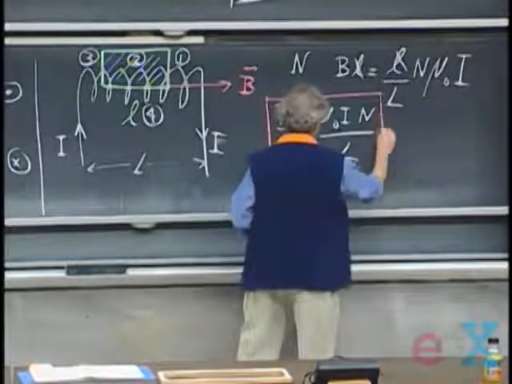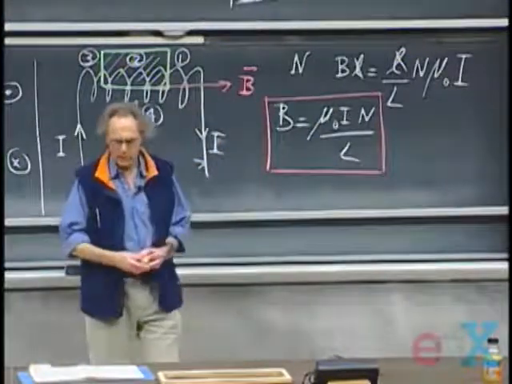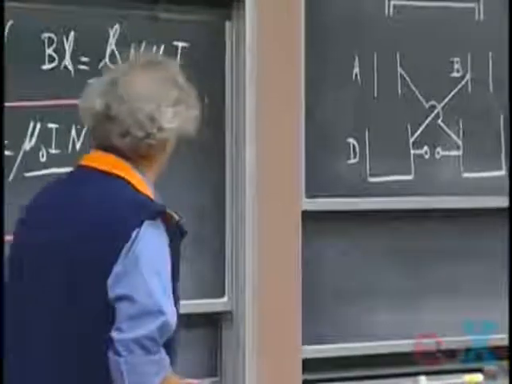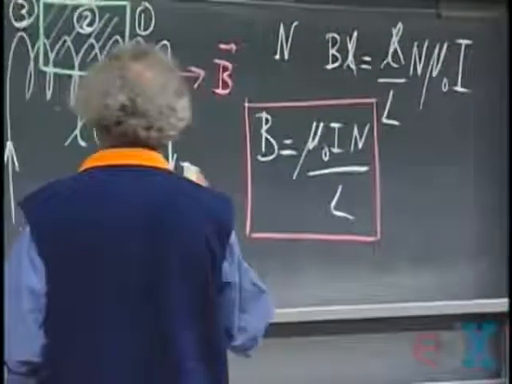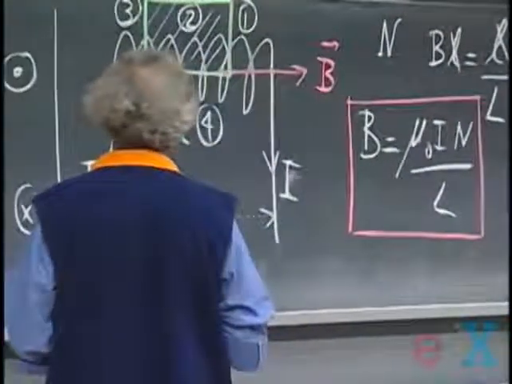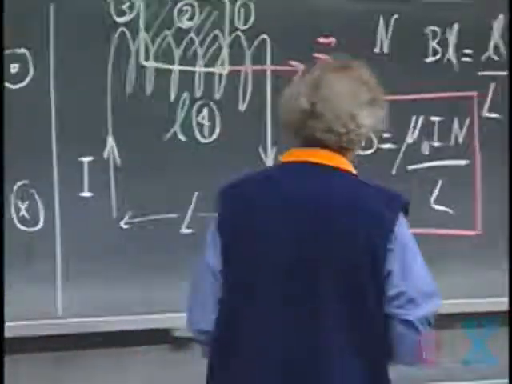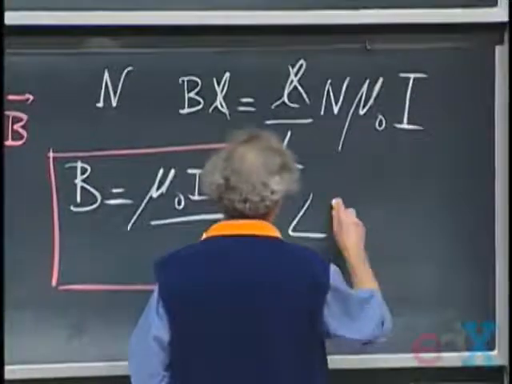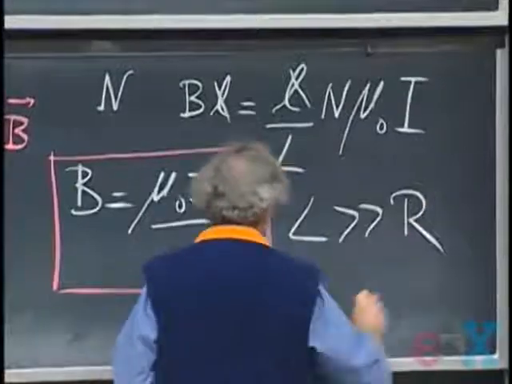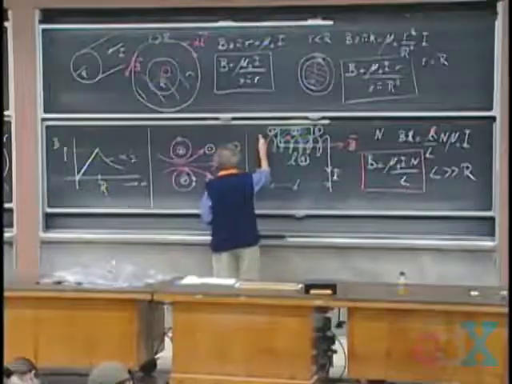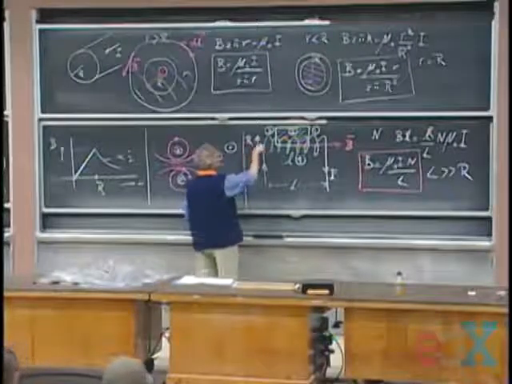And so that is our prediction for approximately constant magnetic field inside a solenoid. And this actually is a very good approximation as long as L, the length of the solenoid, is substantially larger than the radius of the solenoid. The radius would be the radius of these loops.